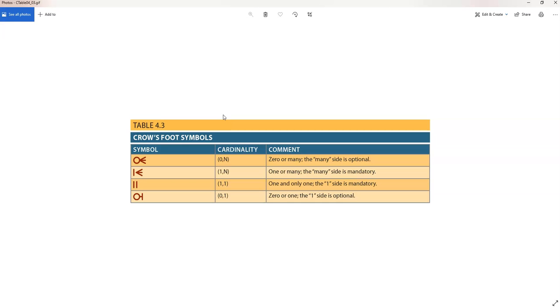Oh, this is a handy little chart though to show you the symbols. This is connectivity for crow's foot, and this is cardinality for Chen diagrams. Actually, I guess cardinality has the symbols, and the crow's foot is connectivity. But this is saying 0 or more. So M means some number. This means 1 or more. This means one and only one. And this means optional, 0 or 1.